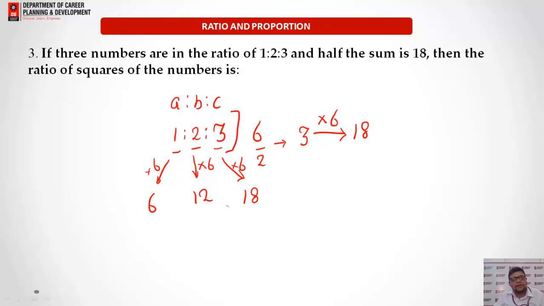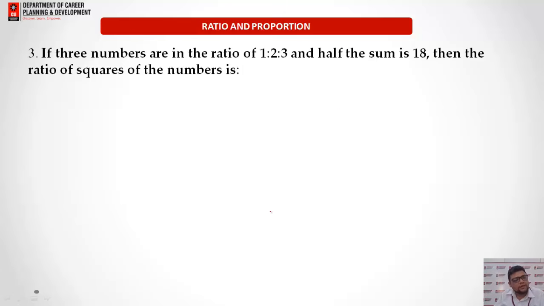So you have to find the ratio of the squares of the numbers. Now we can find by solving 6 square, 12 square, 18 square. But before finding this, let us see, is this value required? Is this value of 18 required to us to find it? The answer will be no.